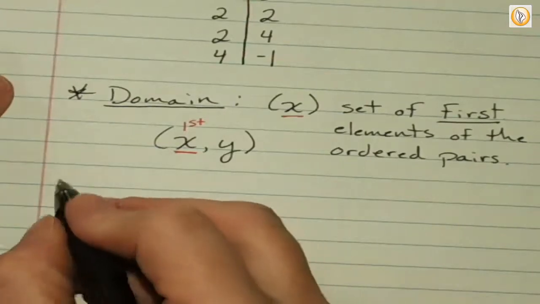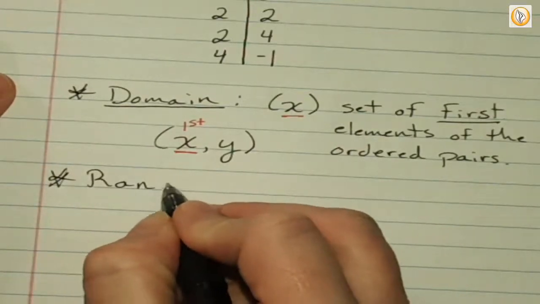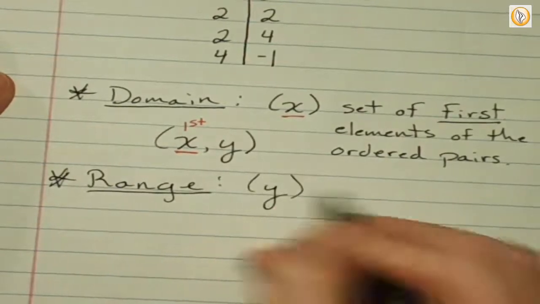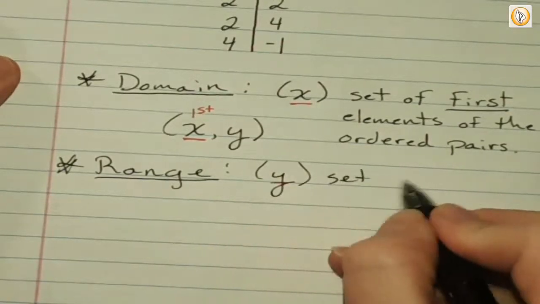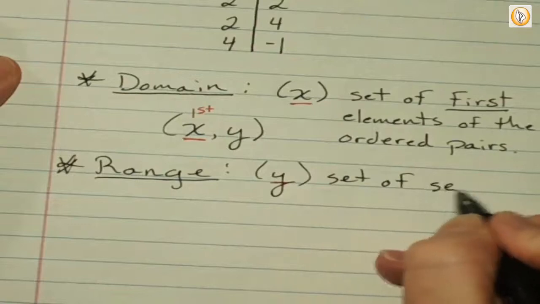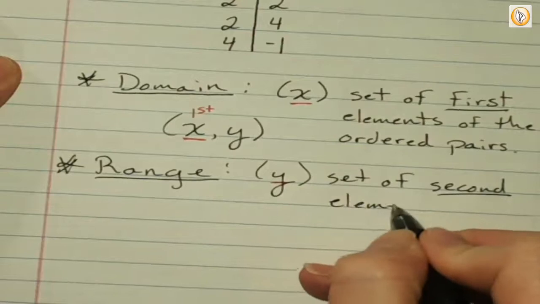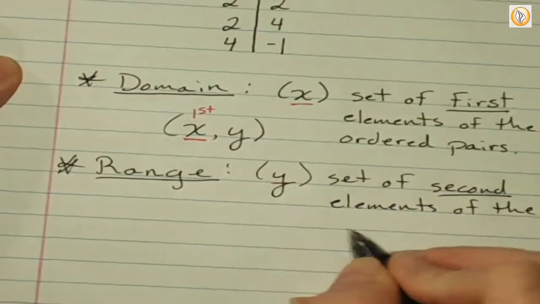All right, range. If the domain is X, then the range is Y. Very good. It is the set of second elements of the ordered pairs.